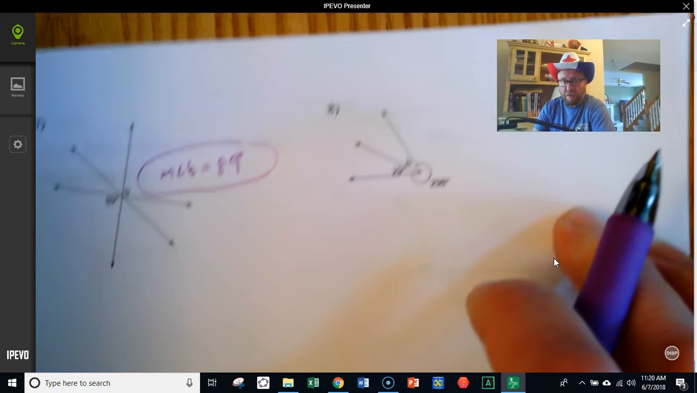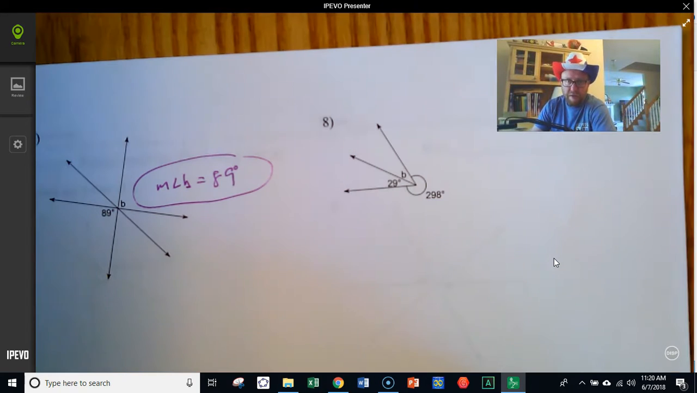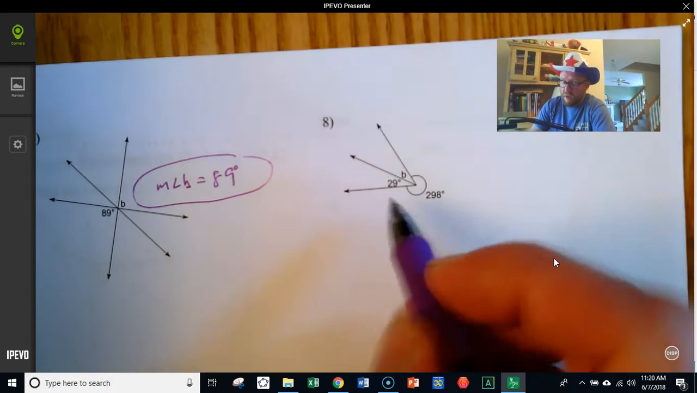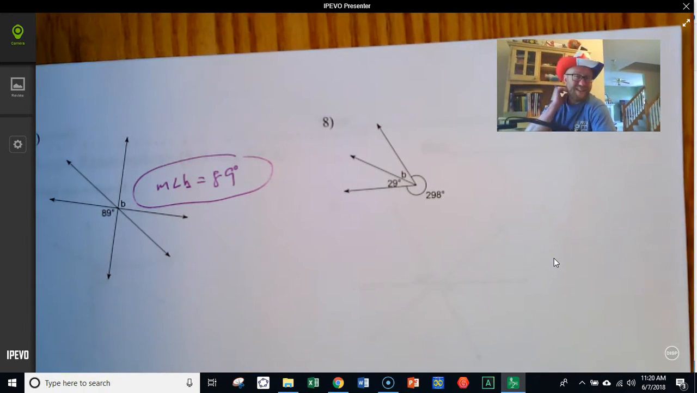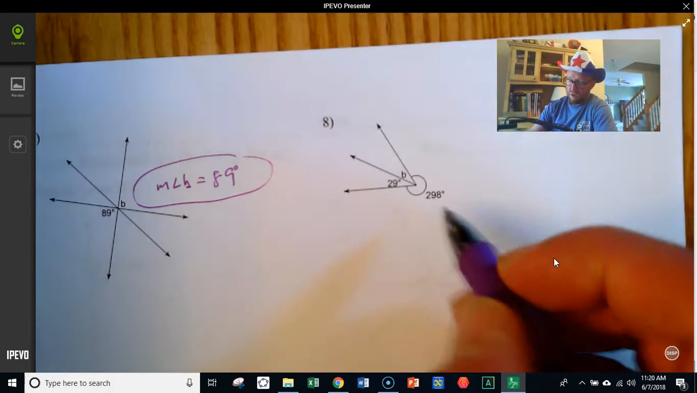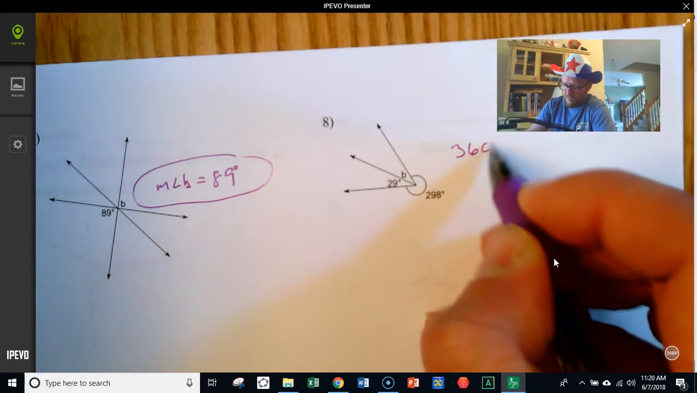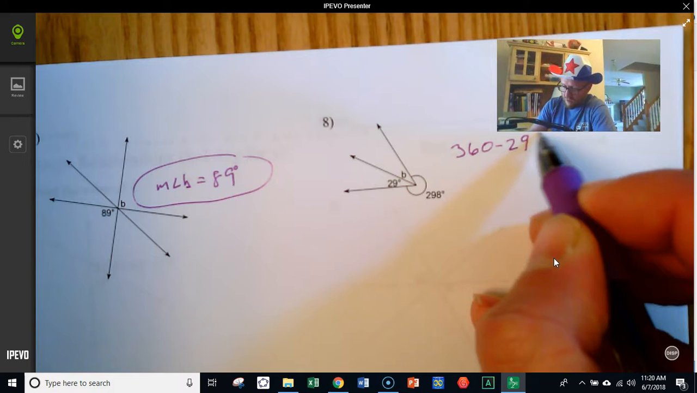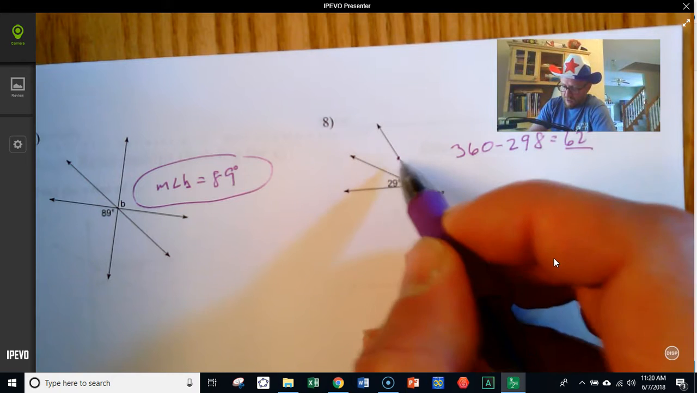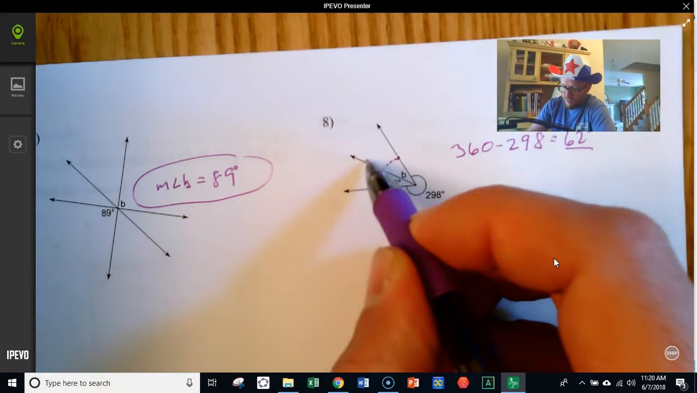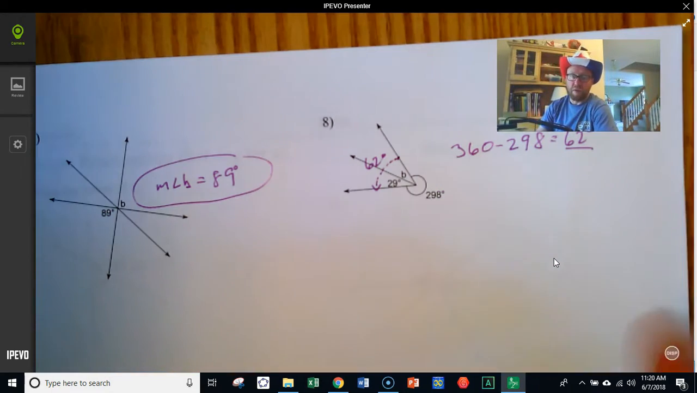All right. Yeah, this one's a little bit trickier. You can see that this huge angle here is 298 degrees. Now, if we go around the full circle, then it would be 360 degrees, which means there is 360 minus 298, 62 degrees left here. All right, so 62 to split between angle B and this other angle over here.